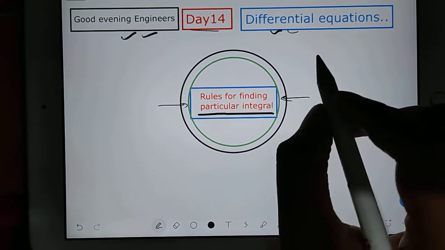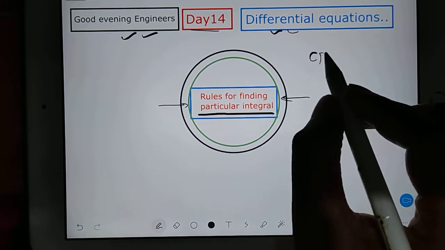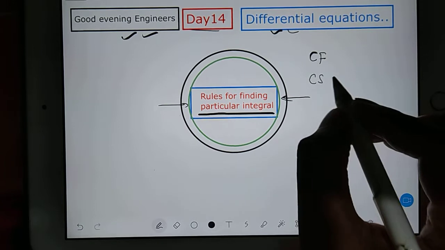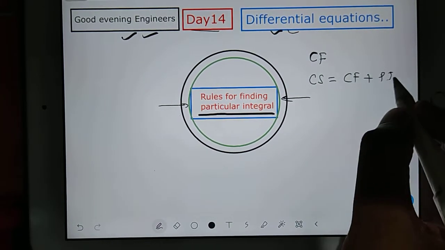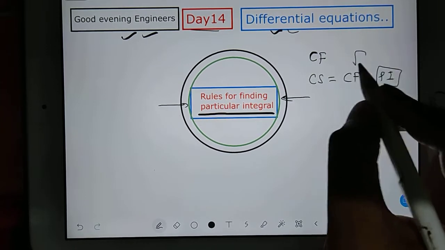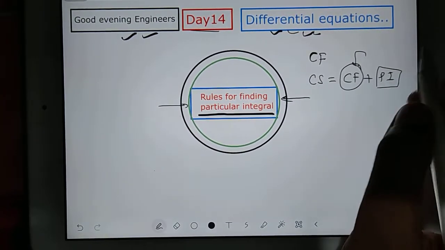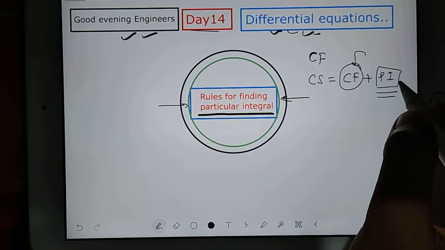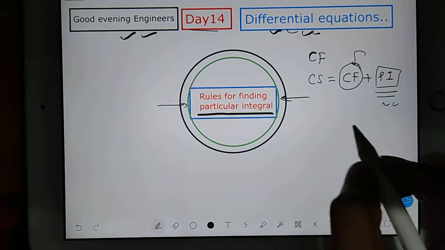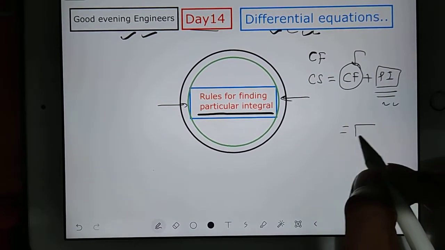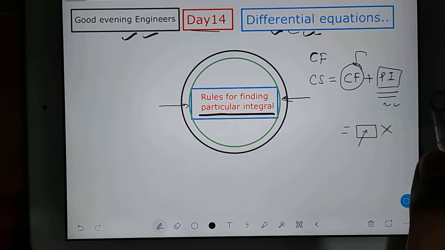So guys, in the last few classes, we were discussing how to find out the complementary function. In the complete solution, you have the complementary function plus you have the particular integral. The complementary function we used to find out in any type of differential equation. This is mandatory. But the particular integral we will find out only in that kind of differential equation in which, after the equal sign, there will be some function given, and this function will be a function of x.